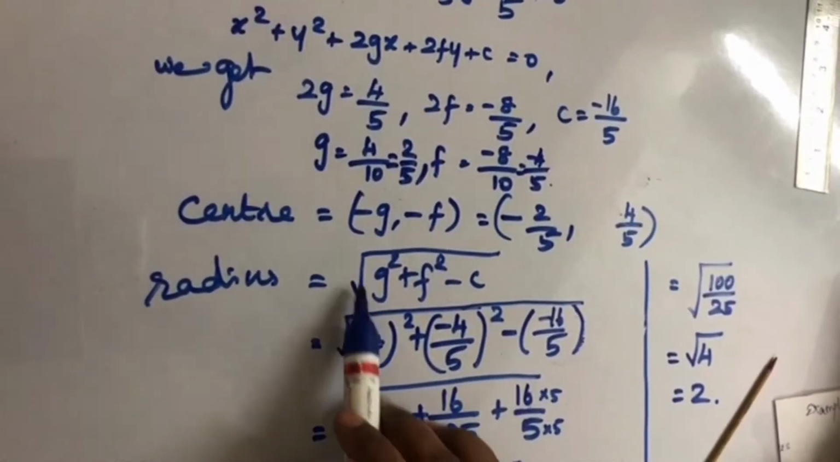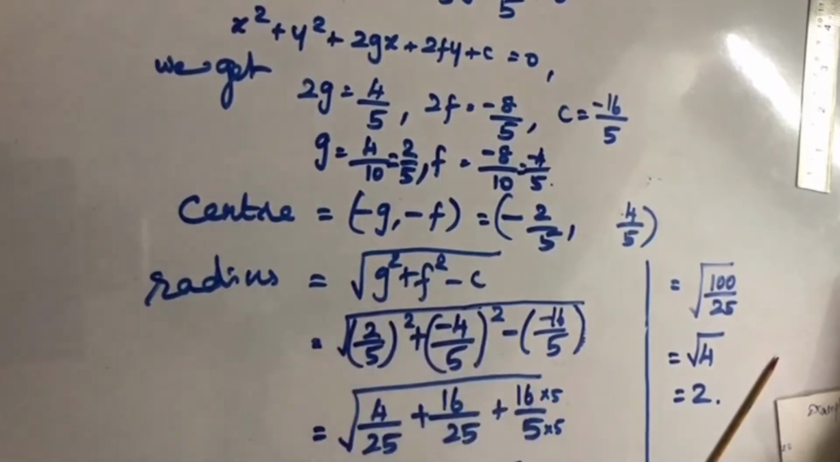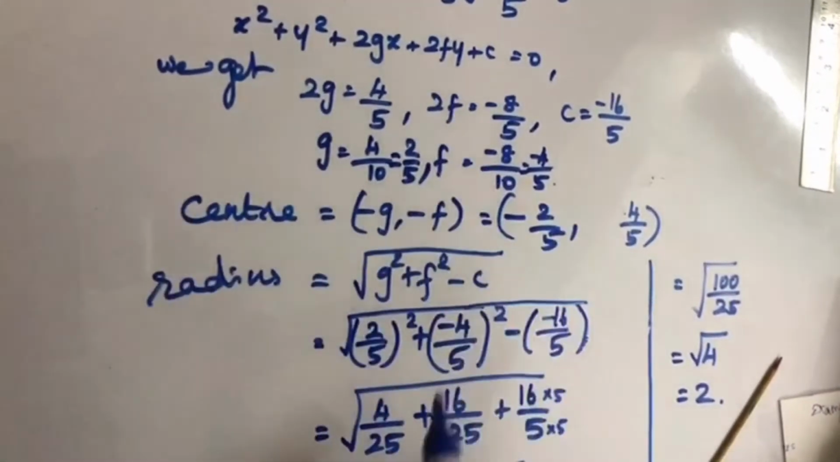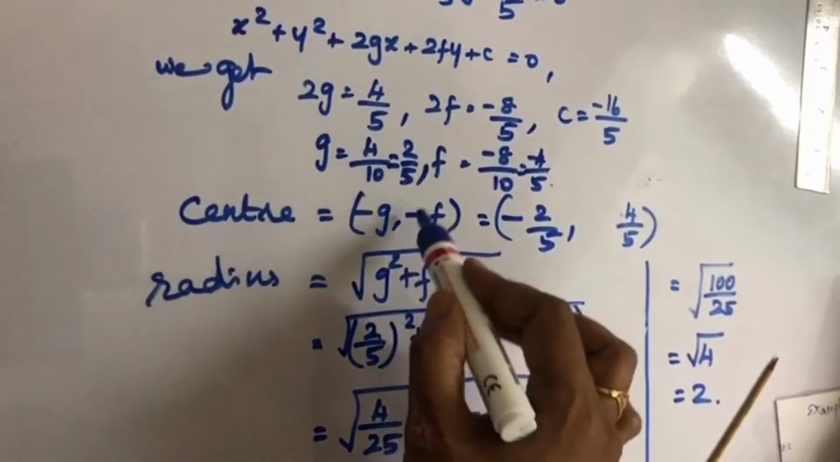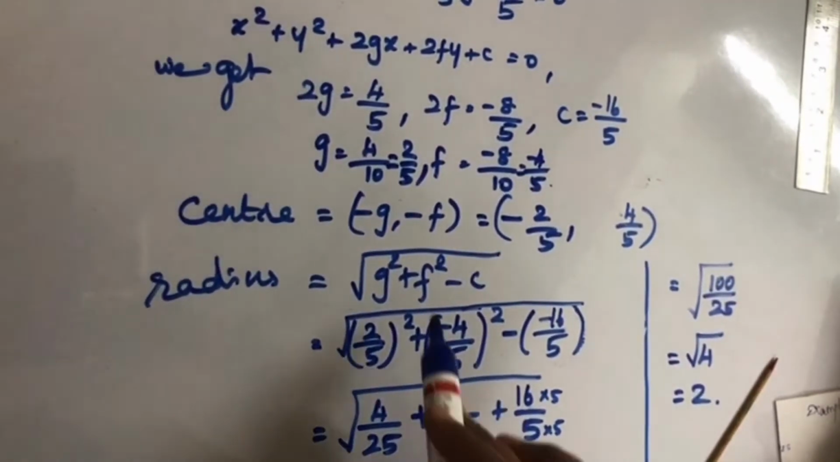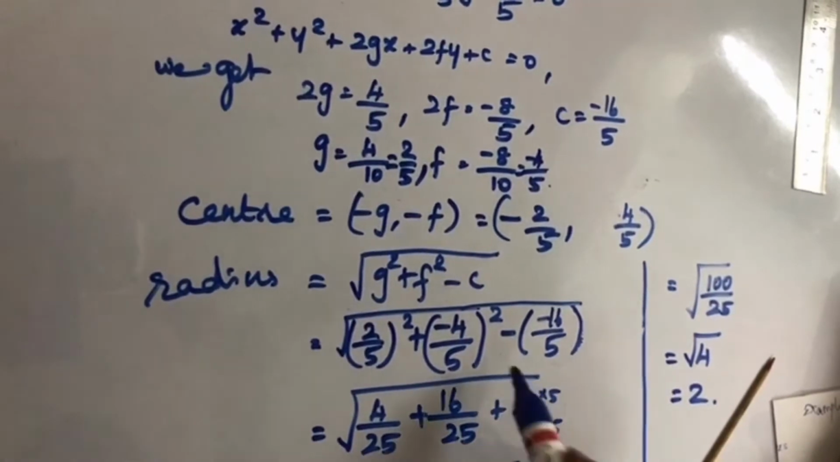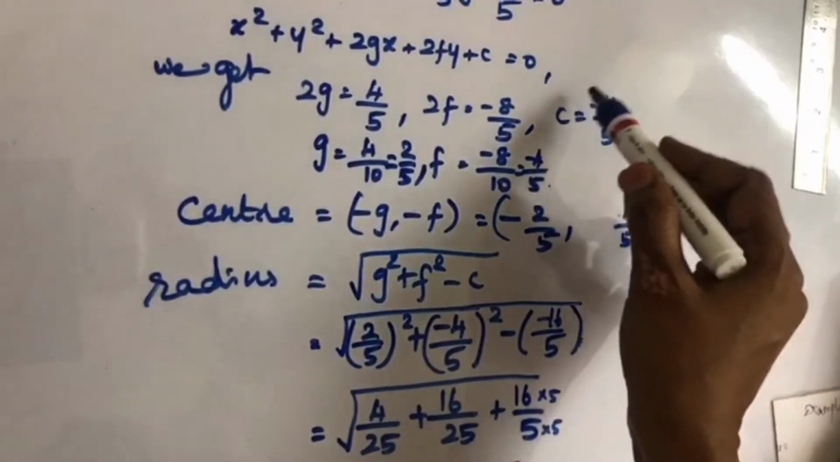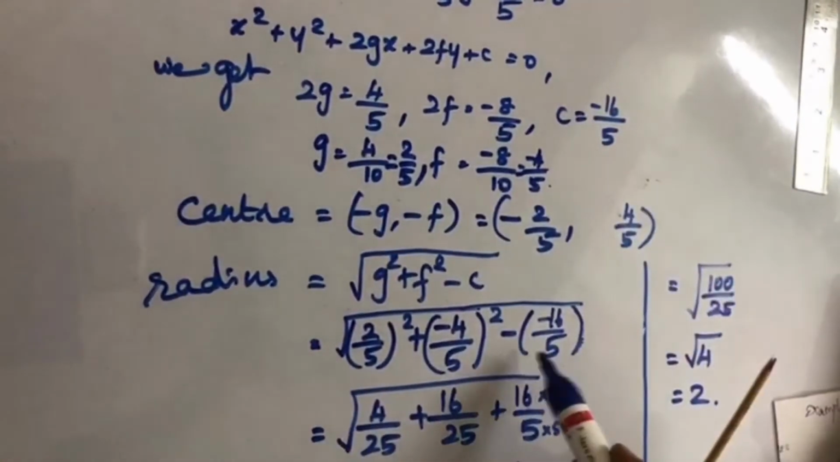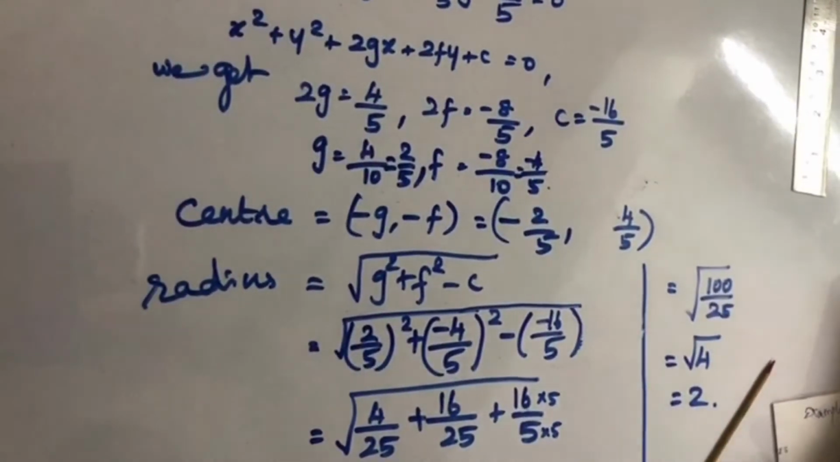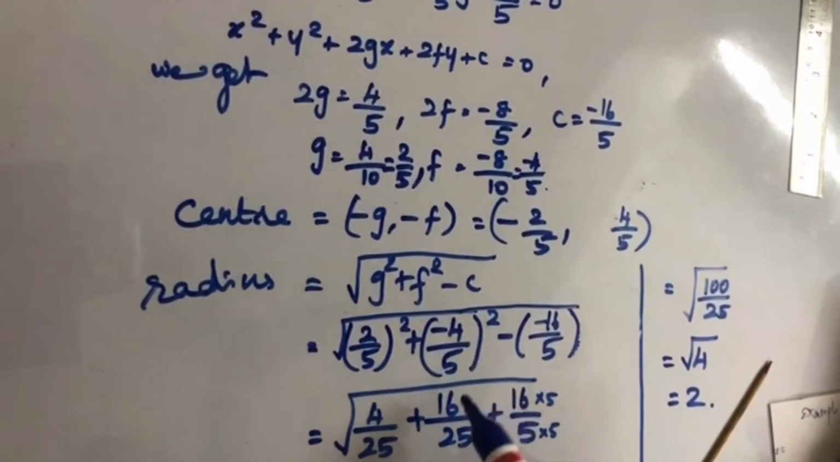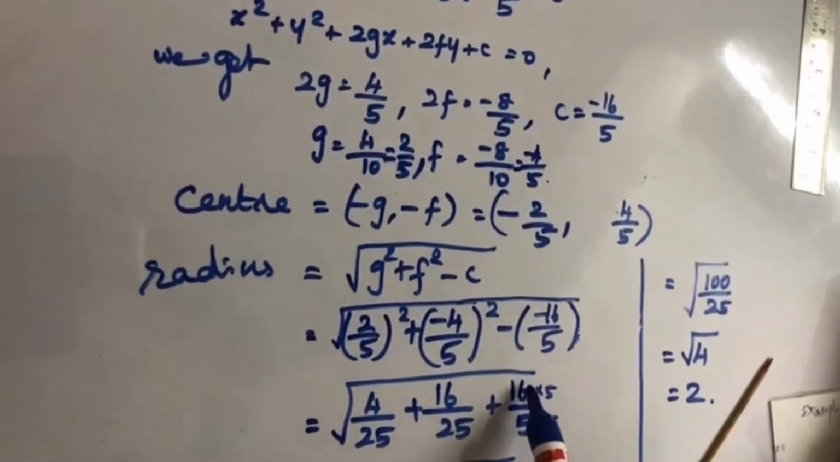Radius is equal to square root of g square plus f square minus c. So we have to substitute the values. g is 2 by 5, so 2 by 5 the whole square. f is minus 4 by 5, so minus 4 by 5 the whole square. Minus, what is our c? It is 16, so minus 16 by 5. Minus 16 by 5. So here it is 4 by 25, it is 16 by 25. Again minus and minus will become plus, so it is 16 by 5.